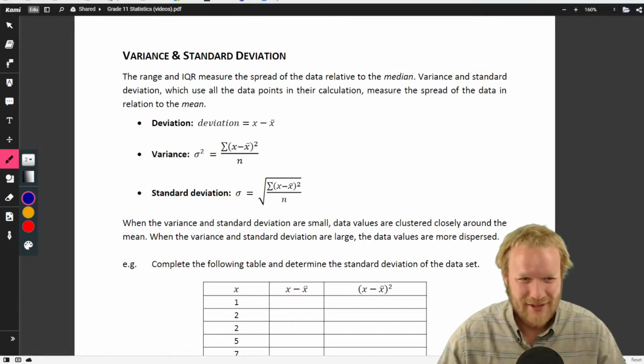Variance and standard deviation. Well, that was something, wasn't it? So, variance, standard deviation. Let's go straight into it here.